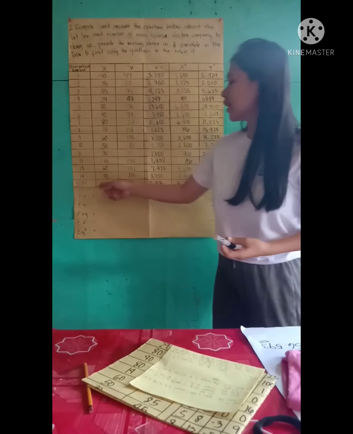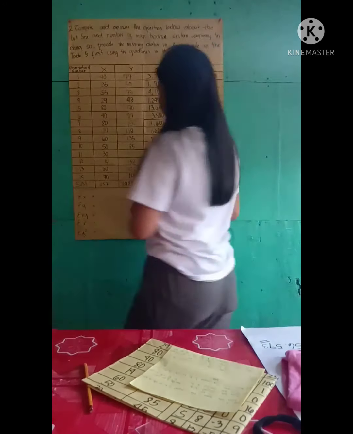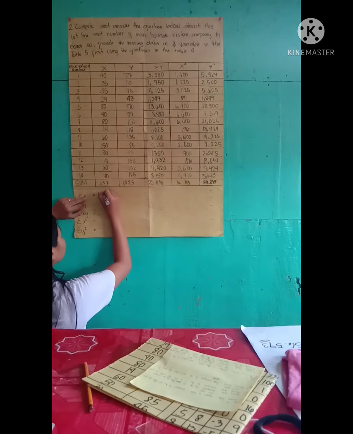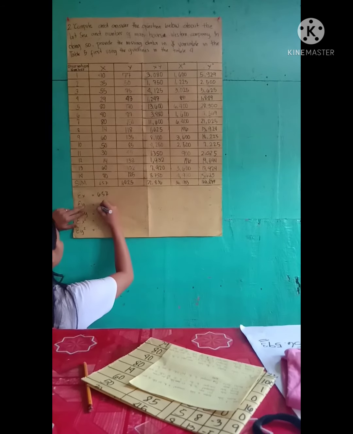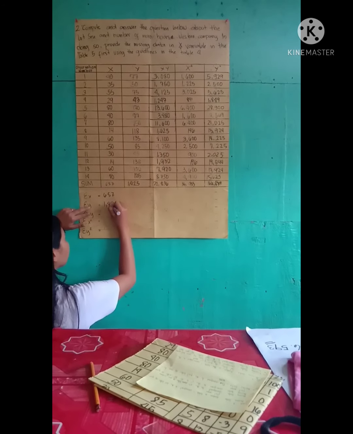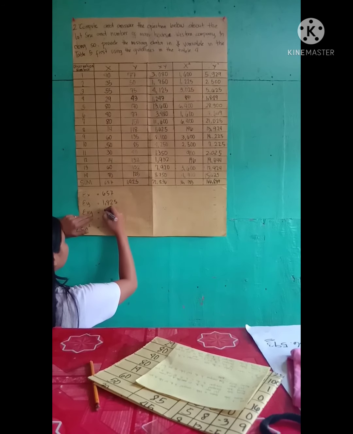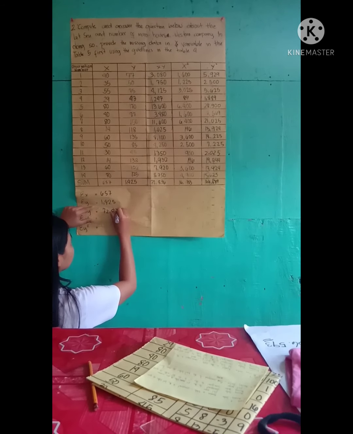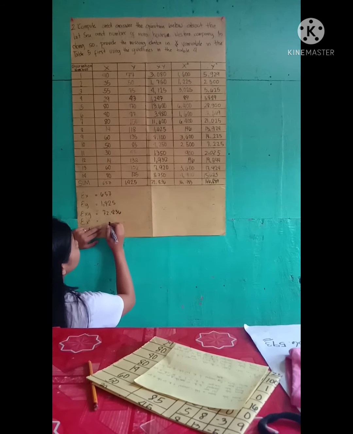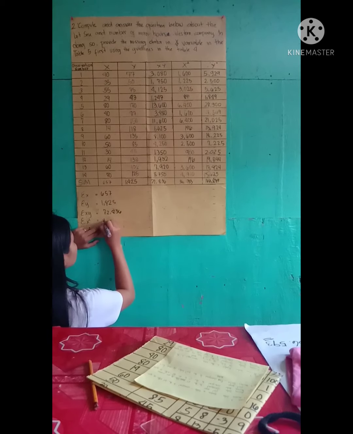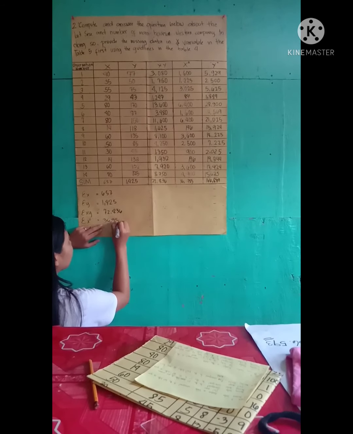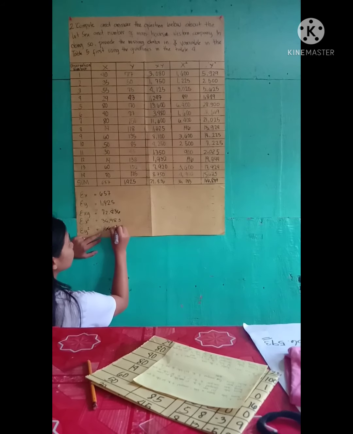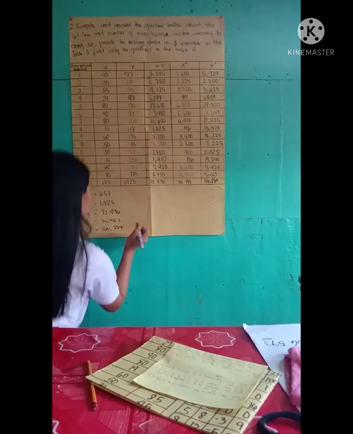So now we already got their summation. So for the x, we have 657. For the y, we have 1,425. For the xy, we have 72,836. For the x squared, we have 36,983. And lastly, the y squared, we have 166,889.